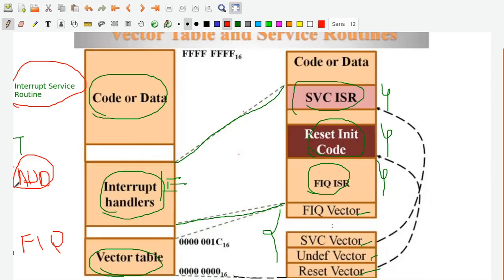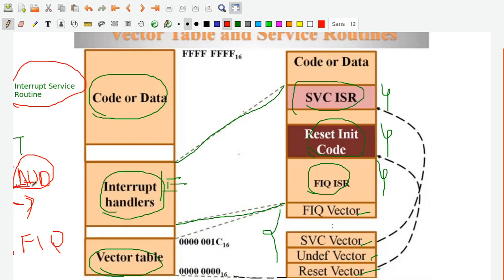Whenever the processor is interrupted by any of the exceptions or external events that we call an interrupt, the processor completes the execution of the current instruction. It will not execute the next instruction. What it does is jump to the corresponding vector. Let me repeat here.